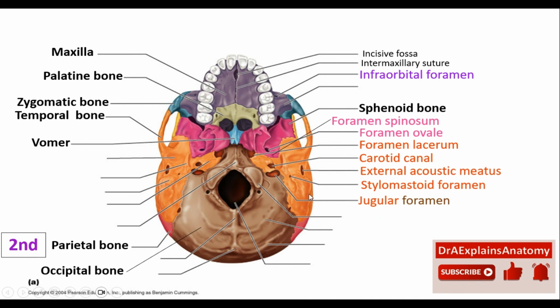Whereas the jugular foramen is formed by two bones, the temporal bone in orange and the occipital bone in brown. The foramen magnum is the largest opening in the skull. So right here, we can see the foramen magnum. It is the opening in the occipital bone.